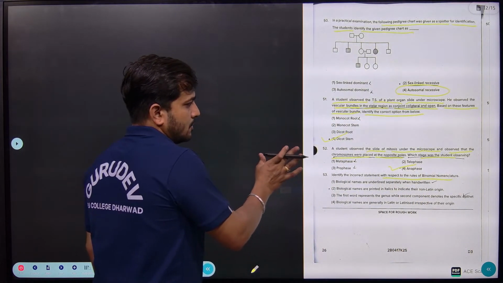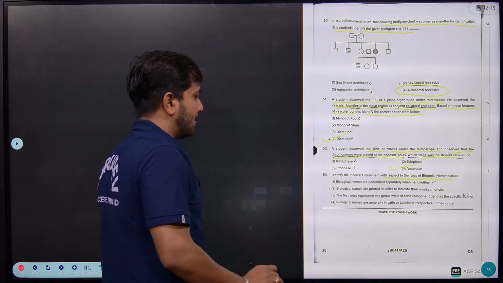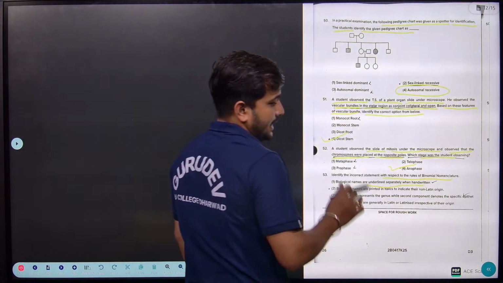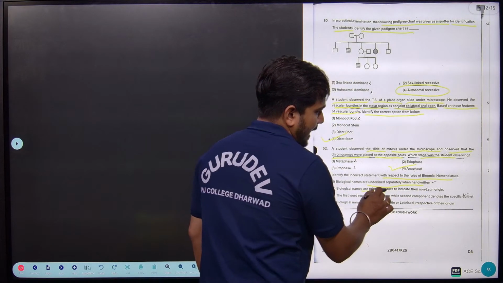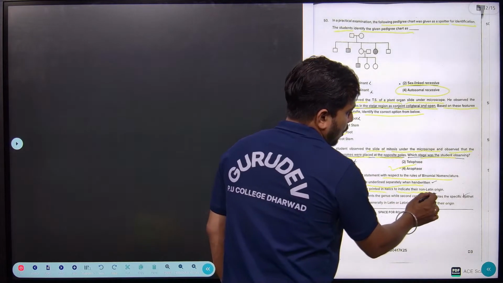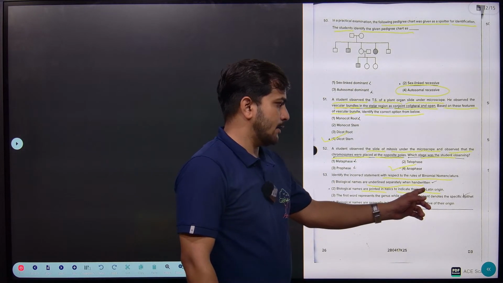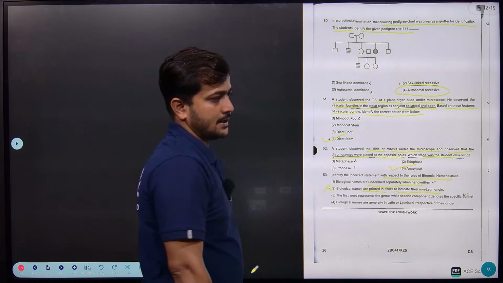So we should find out the incorrect statement with respect to binomial nomenclature. Biological names are underlined separately when handwritten. Yes, this is correct. Then, biological names are printed in italics to indicate their non-Latin origin. No, names are of Latin origin. They are mentioning it as a non-Latin origin, so this statement is incorrect.